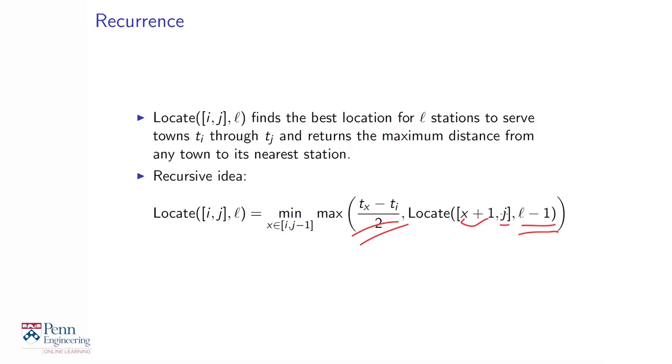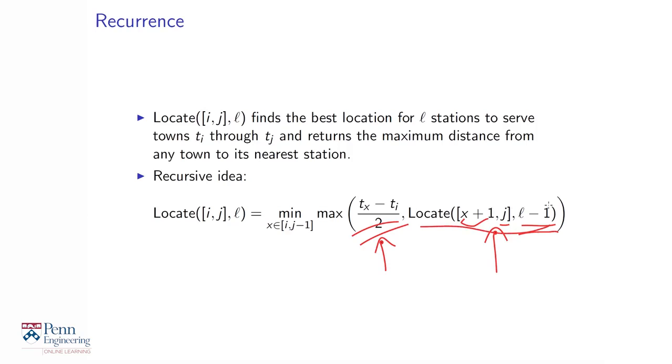And so the overall solution to locating L stations between i and j is the minimum over the x you could choose, the minimum choice for the first station. And once you've chosen the first station, the maximum distance from a town to the nearest station is going to be either the distance to the first station, which is shown here, or the distance to some other station from some other town, which is captured by this entire term recursively.